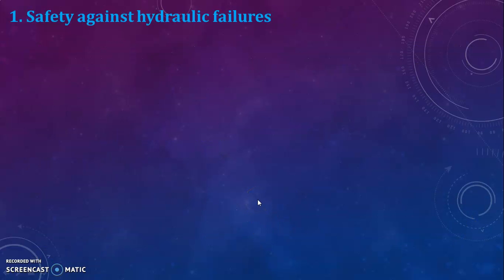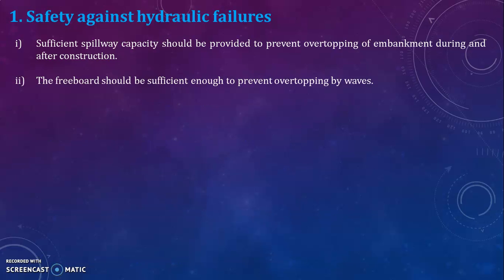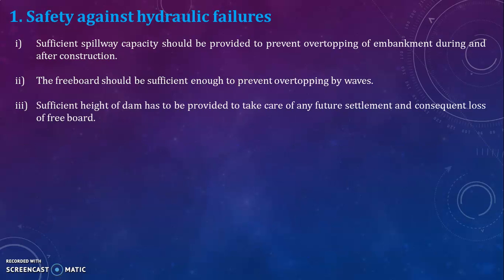First point, let us discuss safety against hydraulic failures. Sufficient spillway capacity should be provided to prevent overtopping of embankment during and after construction. The freeboard should be sufficient enough to prevent overtopping by waves. Sufficient height of dam has to be provided to take care of any future settlement and consequent loss of freeboard.